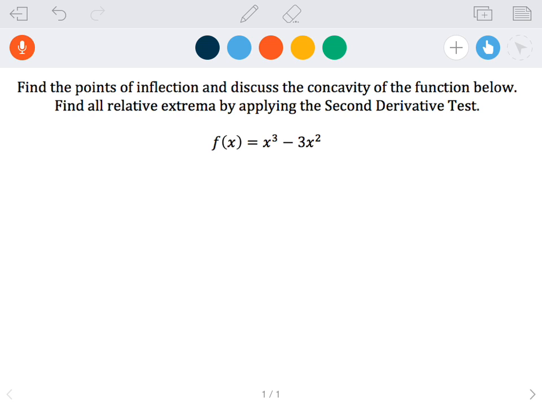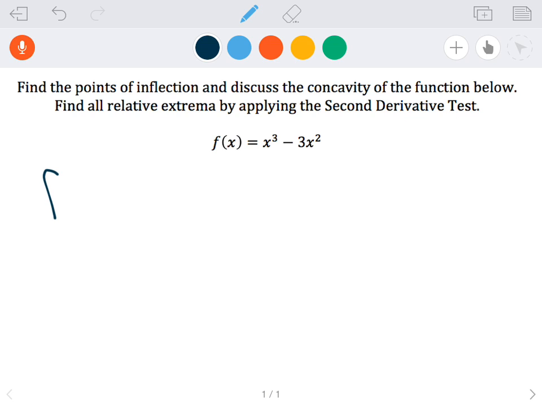Alright, find the points of inflection and discuss the concavity of the function below. Find all relative extrema by applying the second derivative test, and we have our function f of x equals x cubed minus 3x squared. The first thing I have to do to find my points of inflection is find where my second derivative is equal to 0.